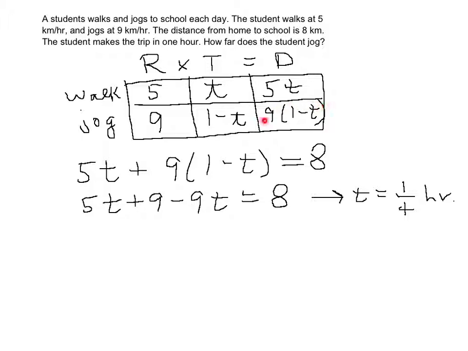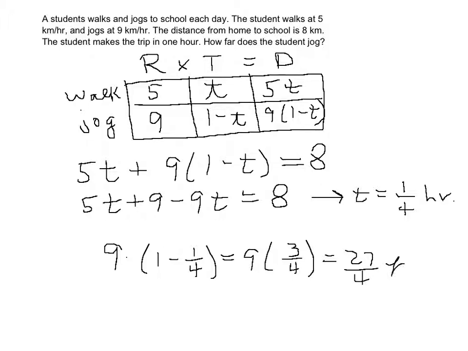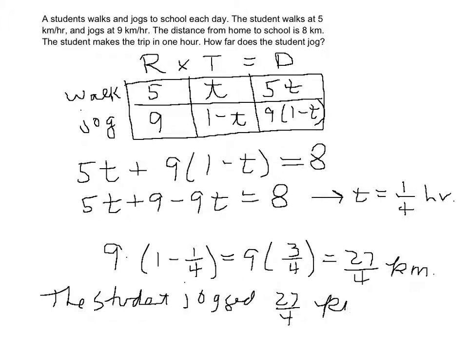So how far did the student jog? Well, the student jogged this much, which is going to be 9 times 1 minus 1/4, which is 9 times 3/4, which is 27/4 kilometers. And so we write down the student jogged 27/4 kilometers. And that's good enough right like that.